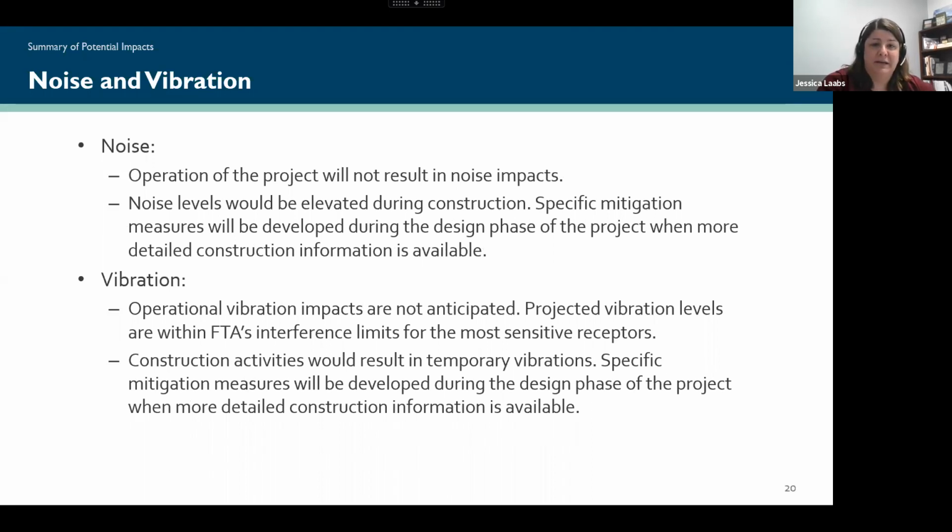Noise and vibration. Again, when we're talking about rubber tired vehicles and electric vehicles, really noise and vibration are not anticipated to be a concern. So we did assess the existing noise in the area and then added the operation of bus rapid transit on that, and are not seeing noise impacts as a result of the project. Same with vibration. Everything falls below any thresholds that the FTA sets for level of impact. There will be standard noise and vibration impacts during construction. So there will also be a construction mitigation plan developed, and we'll make sure that we are conducting those activities to help minimize that impact during the construction period.